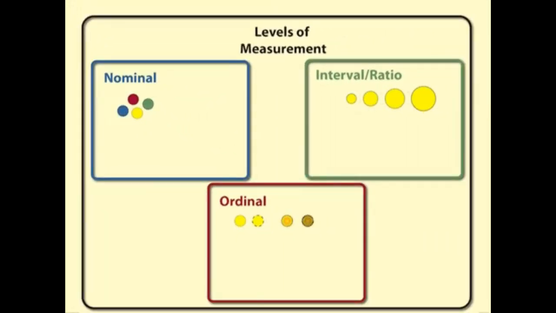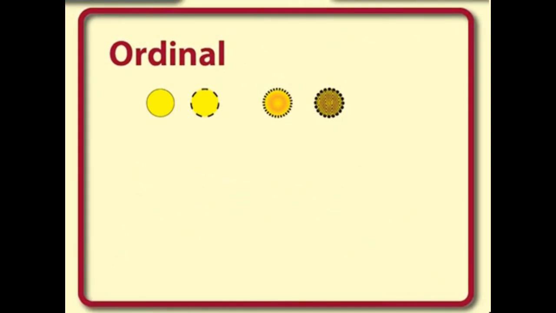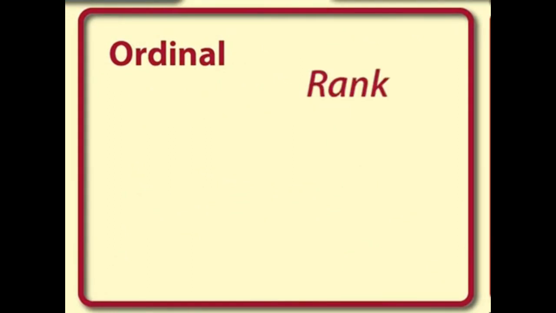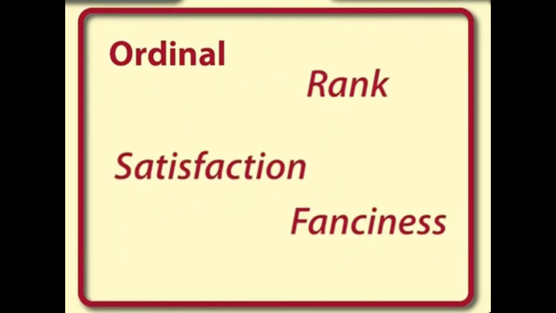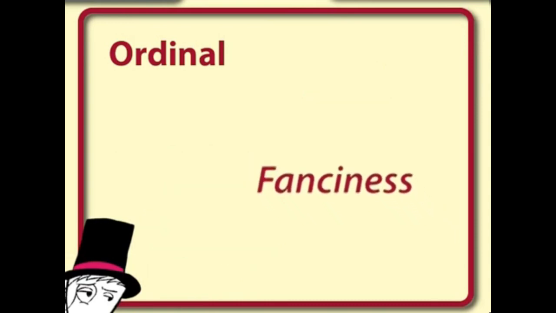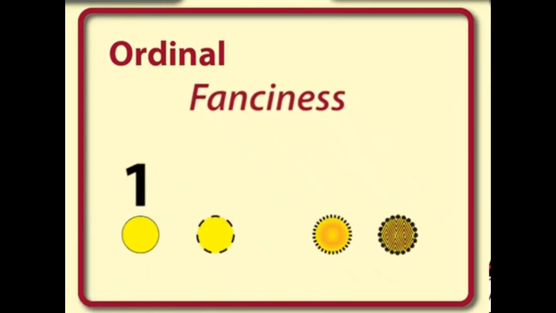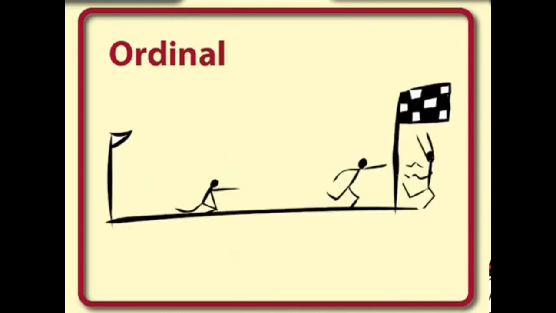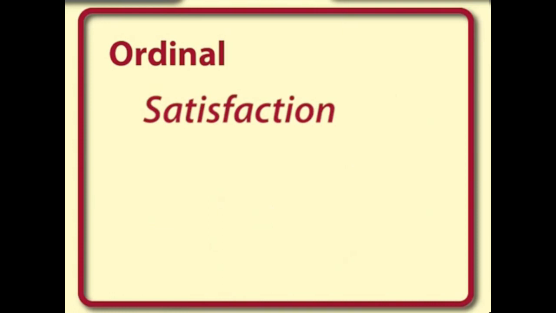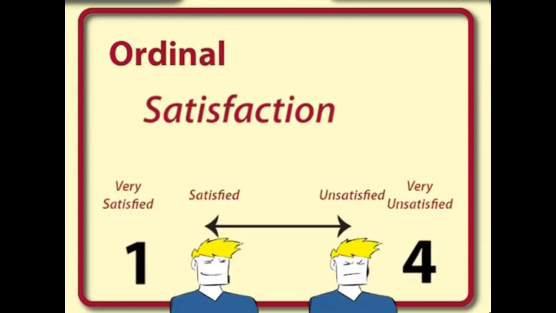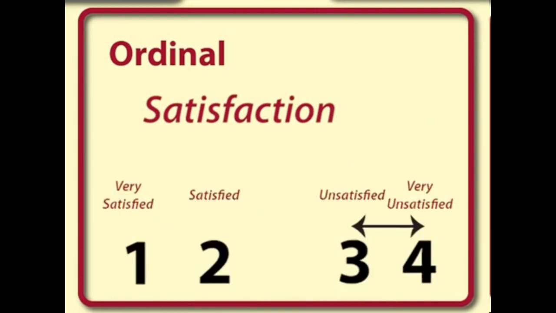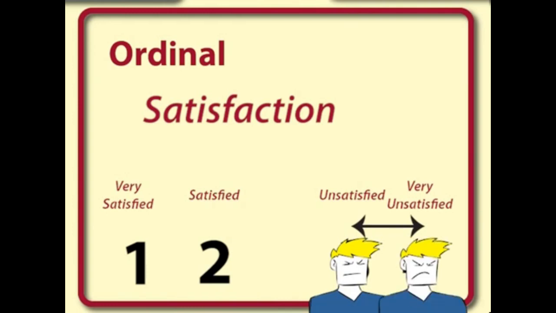The next level of measurement is ordinal. Examples of ordinal variables are rank, satisfaction, and fanciness. Ordinal variables have a meaningful order, but the intervals between the values in the scale may not be equal. For example, the gap between first and second runners in a race may be small, whereas there is a bigger gap between second and third. Similarly, there may be a big difference between satisfied and unsatisfied, but a smaller difference between unsatisfied and very unsatisfied.